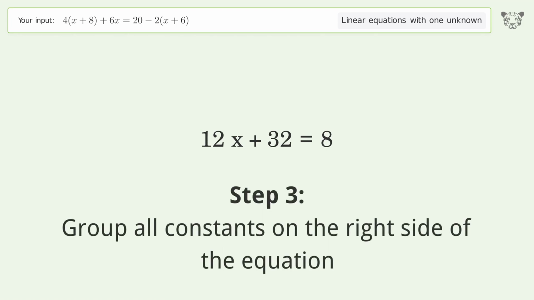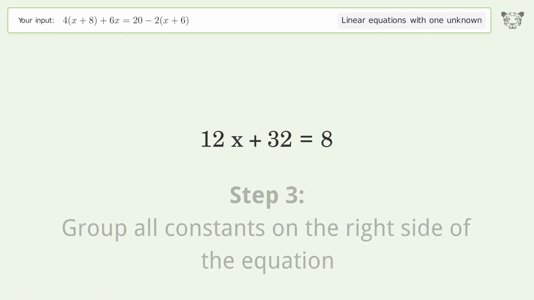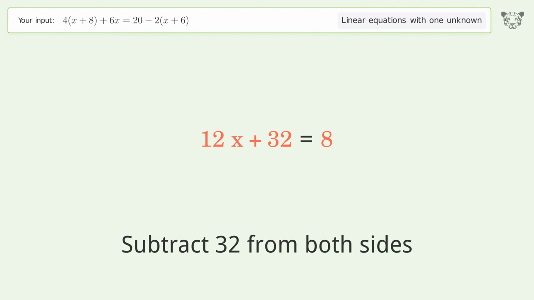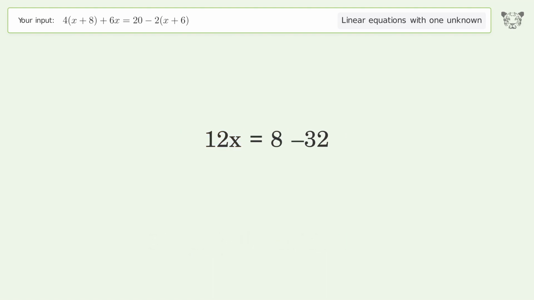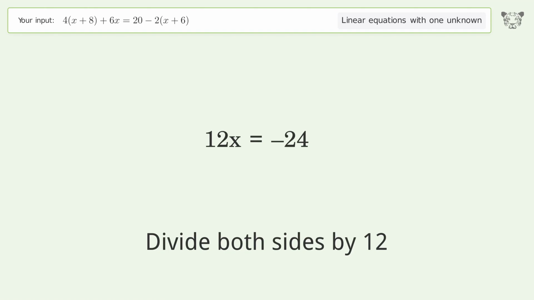Group all constants on the right side of the equation. Subtract 32 from both sides. Simplify the arithmetic. Isolate the x. Divide both sides by 12.